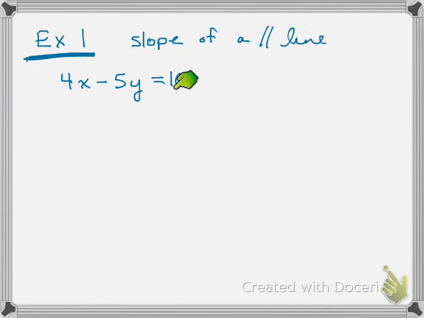You have been given this line, and you want to tell me the slope of any line that would be parallel to it. Well, in order to do that, you must know the slope of this line. And the only way you can find the slope of this line is to put it in a format that looks like y equals mx plus b. So to do that, I need to get the y by itself. To get the y by itself, let's start by adding a 4x to both sides.